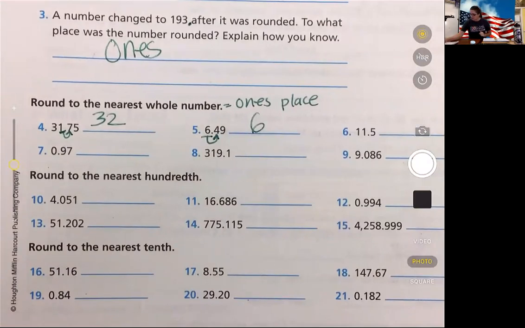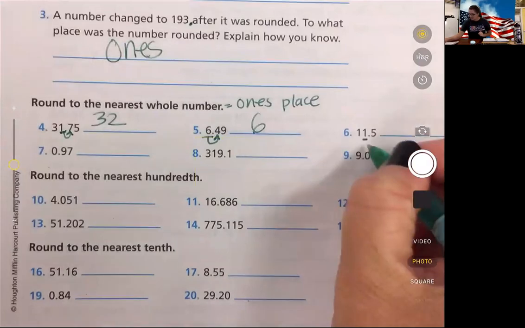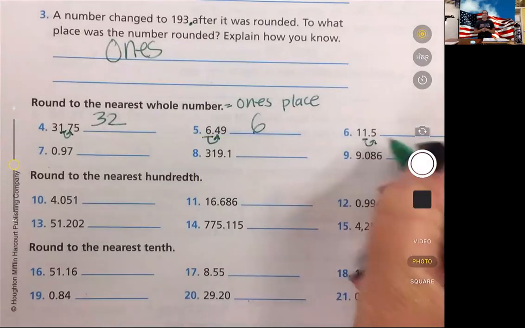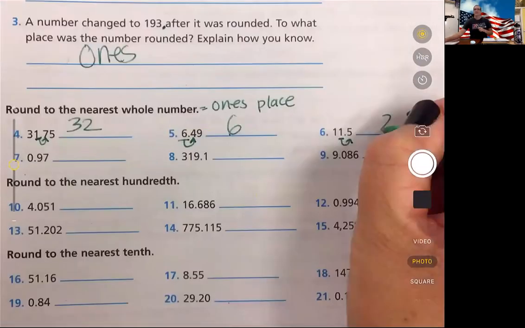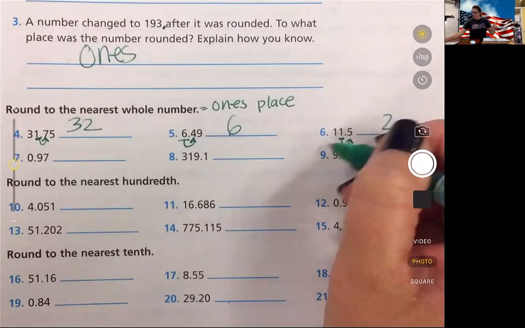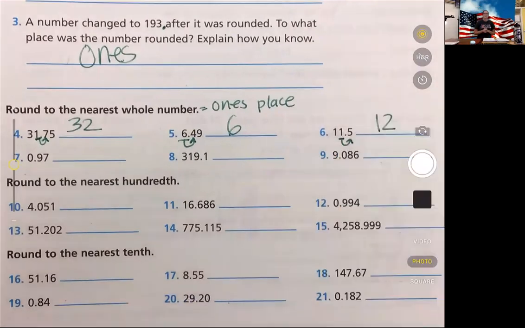Again, I'm gonna underline my ones place. There's a 1 in there. I look behind it, it's a 5. What is that 5 gonna do to that 1? Round it up to a 2. And then anything to the left of what I underlined stays the same. So my answer is 12.